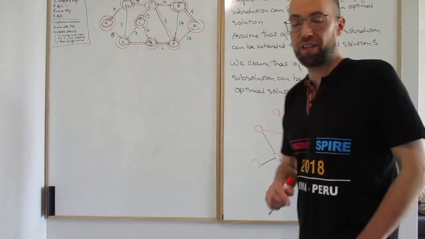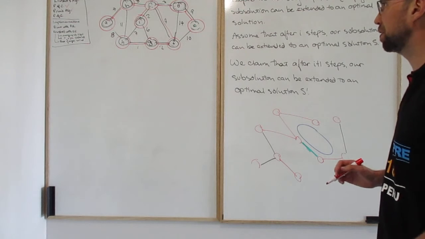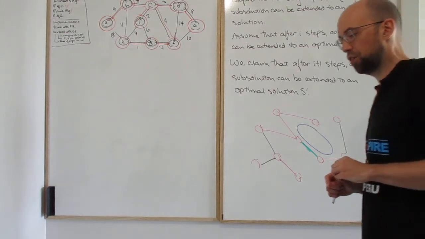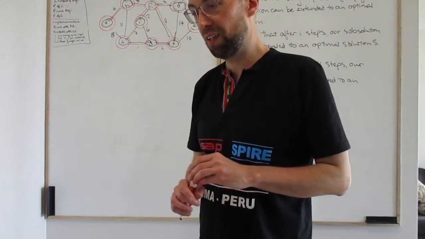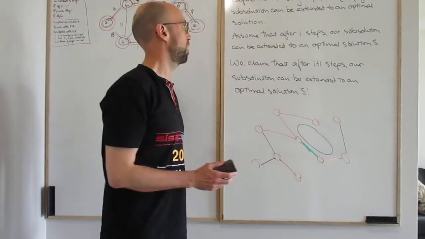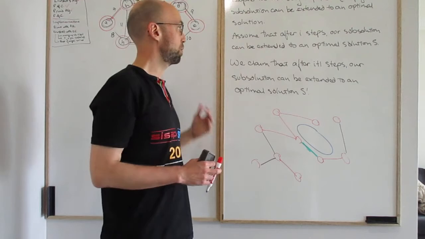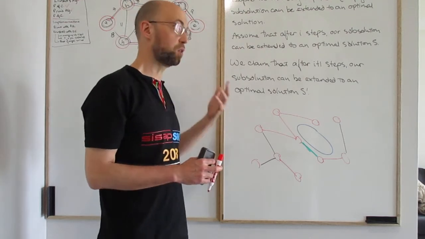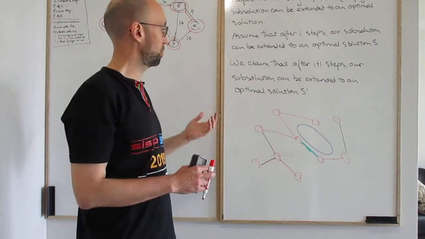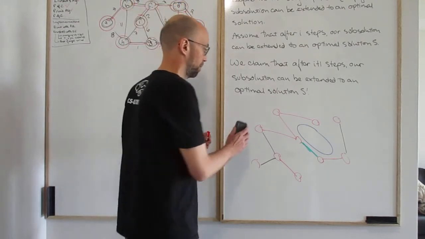The proof of correctness for this is a little bit trickier. So I should go a little bit faster. Maybe we don't get a break in the middle. So the proof of correctness here starts the same way. Before we take any steps, our empty subsolution can be extended to an optimal solution. Yes, that's true here. Assume that after i steps, our subsolution can be extended to an optimal solution S. Yes, still the same. And we claim that after i plus 1 steps, our subsolution can be extended to an optimal solution S prime. Yes, we also say that, but the exchange argument is different.